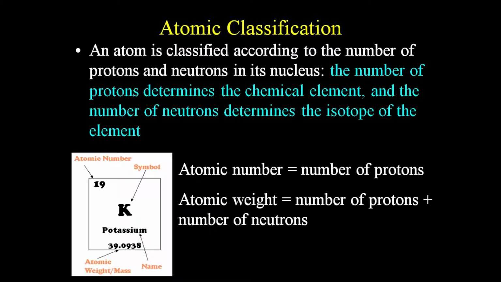An atom is classified according to the number of protons and neutrons in its nucleus. The number of protons determines the chemical element, and the number of neutrons determines the isotope of the element. Note that the atomic number is the number of protons. The atomic weight is the number of protons plus the number of neutrons.